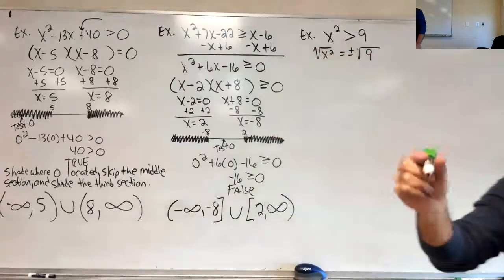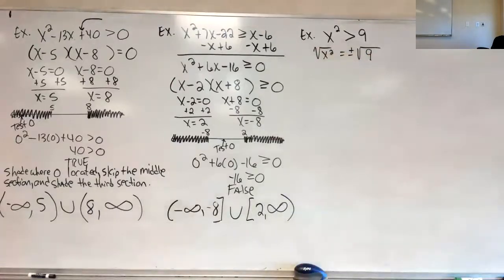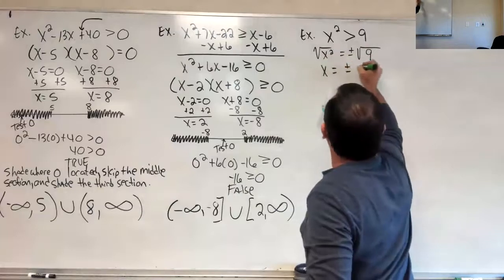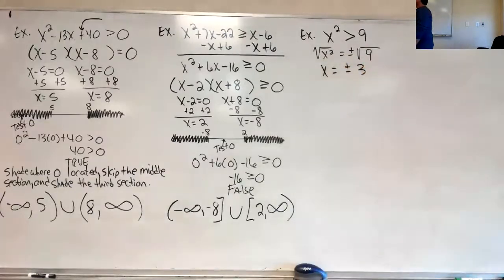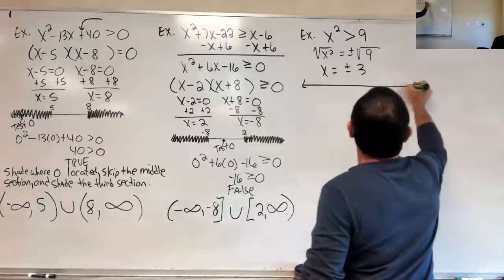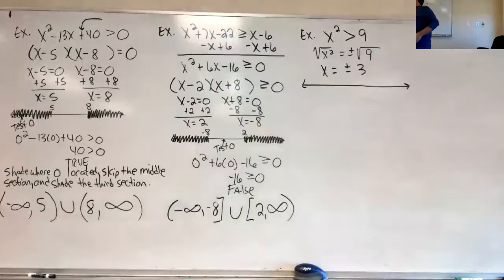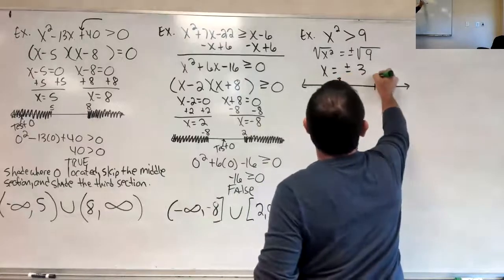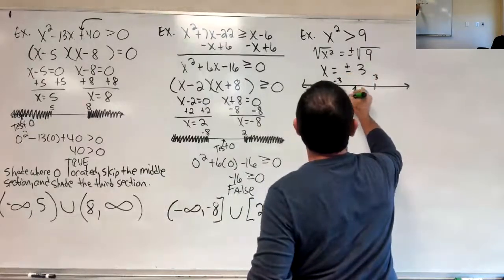Just remember, when you take square root of a number, you got to consider it could be positive or negative, okay? X equals positive or negative 3, okay? So that you could have solved 3 different ways. You could have moved that 9 over and factored it. You could have moved the 9 over and hit it with the quad, or hit the square roots like this, okay? So I got my negative 3 here and my 3, so I know my 0 is in the middle.